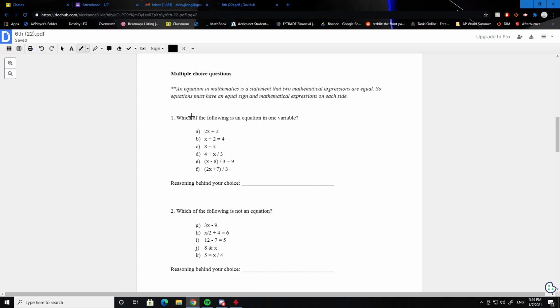So in this case, which of the following is an equation in one variable? So it's asking for one variable, right? So 1x. So it's just asking for an equation, pretty much, right? So we could already cancel A out. No equal sign. B has an equal sign. C has an equal sign. D, no equal sign. E has an equal sign. So your answer should be B, C, E.